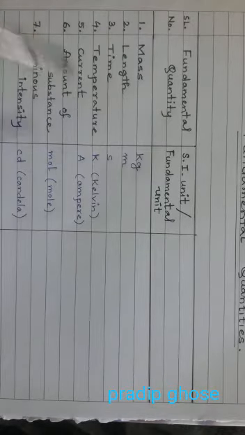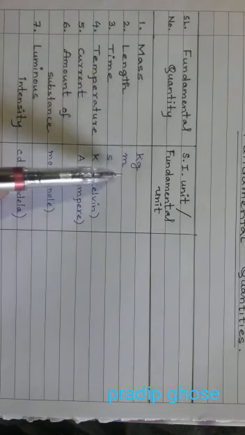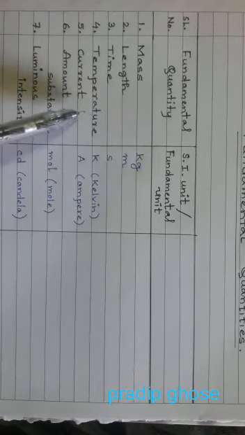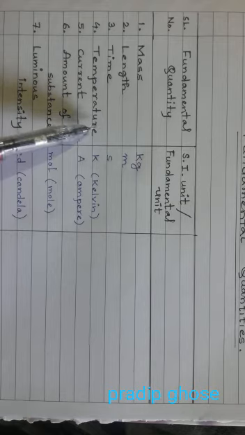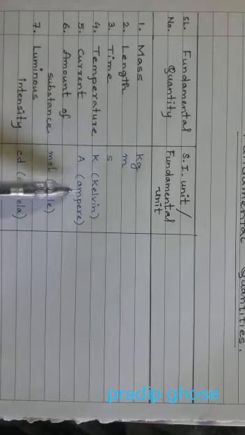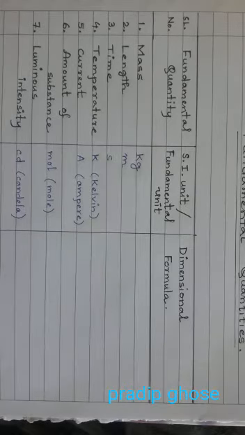The units are, for mass, kg, for length, meter, for time, second, temperature, we know centigrade, Celsius, but the SI unit is Kelvin, current unit is ampere, amount of substance unit is mole, and luminous intensity candela. These things you got in class 9.